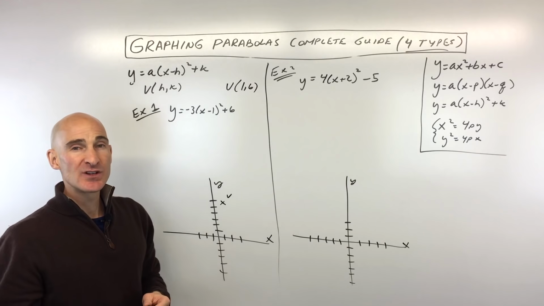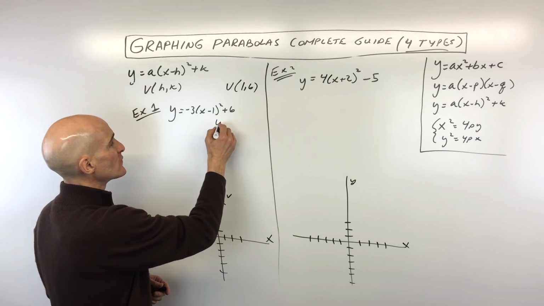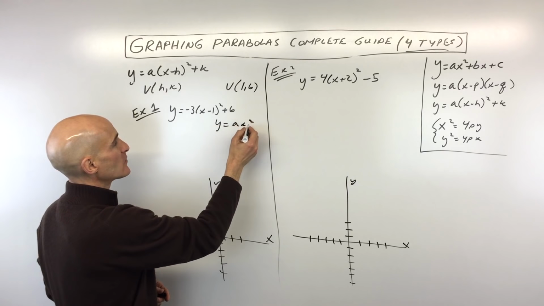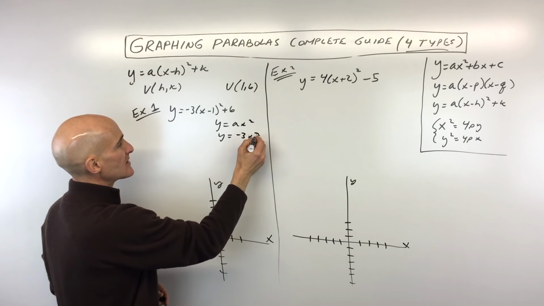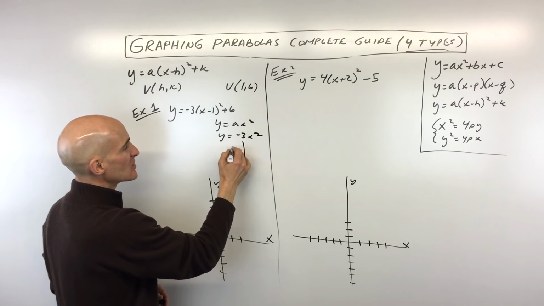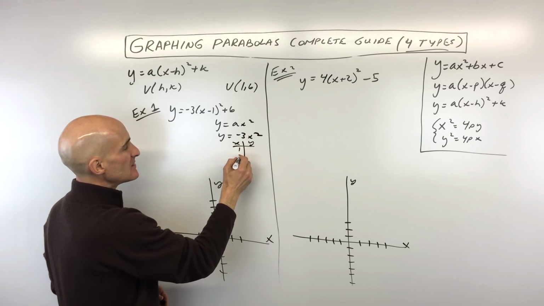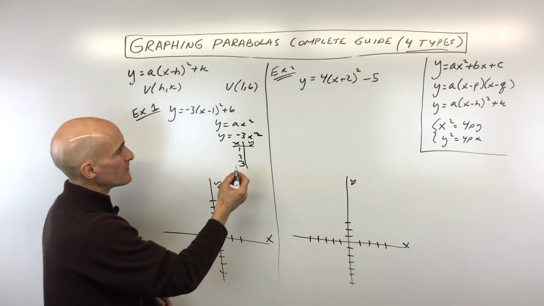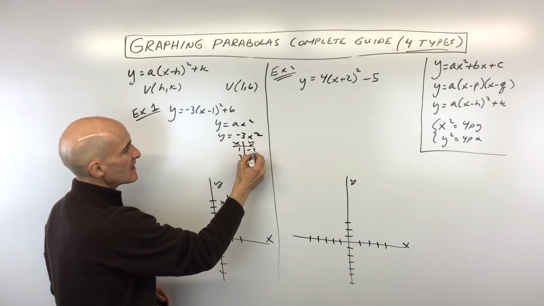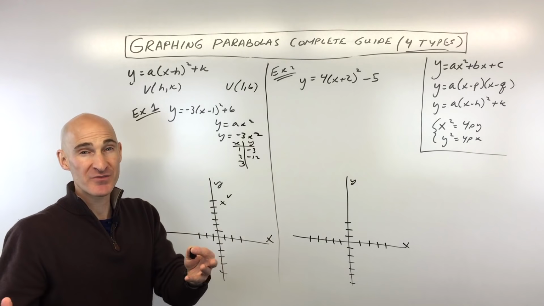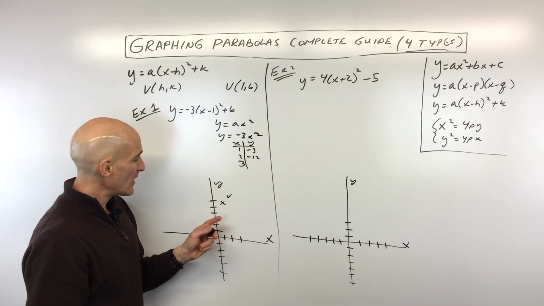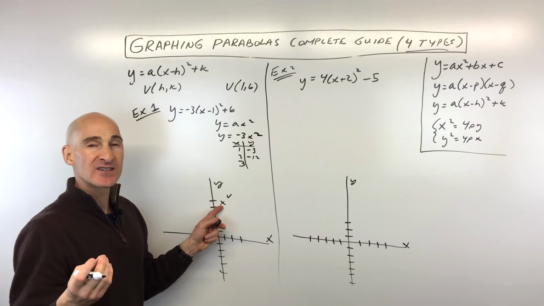And if you want to find some additional points, what you can do is, again, just focus on that parent function, y equals ax squared. And in this case, since a is negative 3, that's going to give us the shape of the graph. So I'm just going to make a table, pick some easy values for x, some small values. 1 squared is 1 times negative 3. 2 squared is 4 times negative 3 is negative 12. And the numbers are already getting large, so I'm going to stop there. But if I put 1 in, I'm going to treat the vertex like the origin, right?